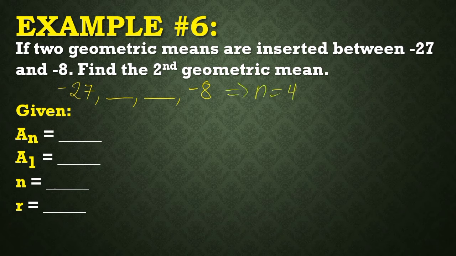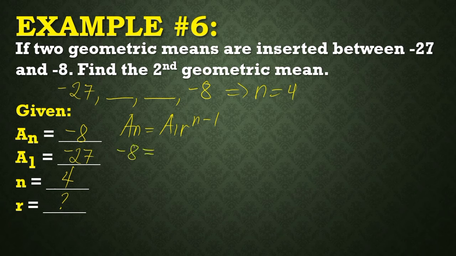So, we identify the given: a sub n is negative 8, a sub 1 is negative 27, and then n is 4. And then r is the unknown. So, applying the formula, a sub n, negative 8, equals a sub 1, that is negative 27, r raised to n minus 1, that is 4 minus 1. So, negative 8 is equal to negative 27 r, 4 minus 1, that is cube.